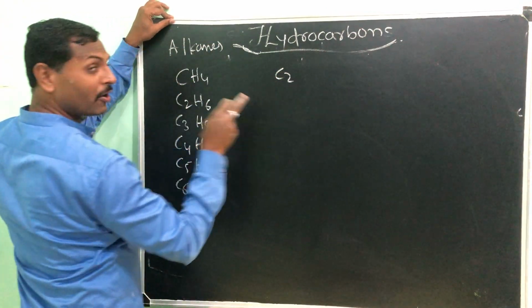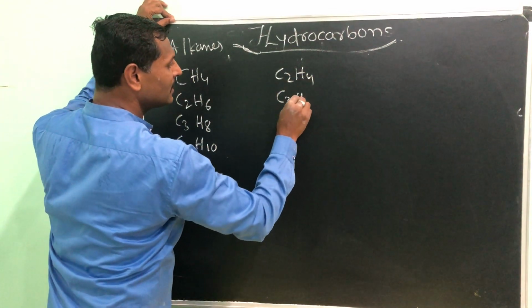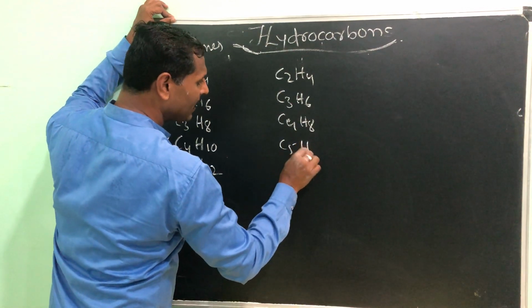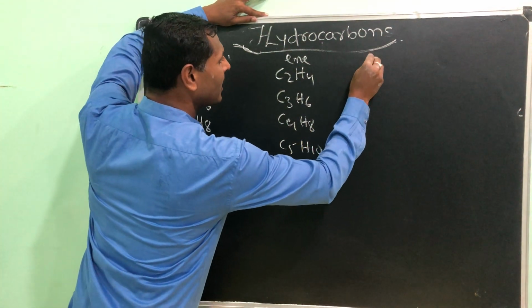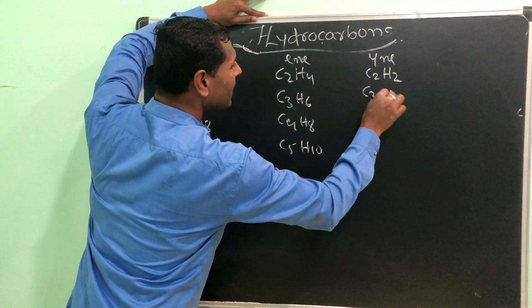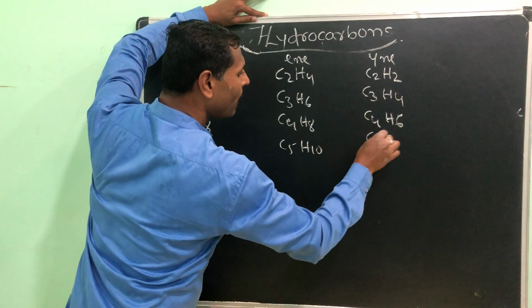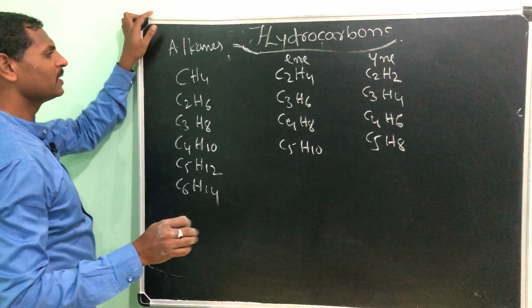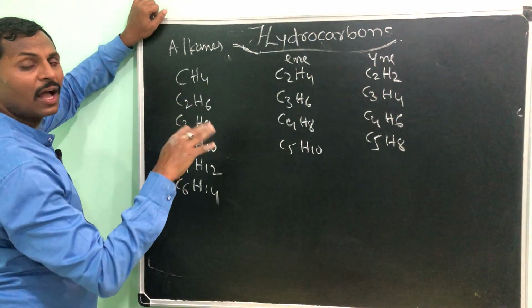Alkene I will write. I have to start with 2 carbons. Very good. C2H4, C3H6, C4H8, C5H10. This is ene, alkene. This side I will write alkyne. Okay, C2H2, C3H4, C4H6, C5H8.